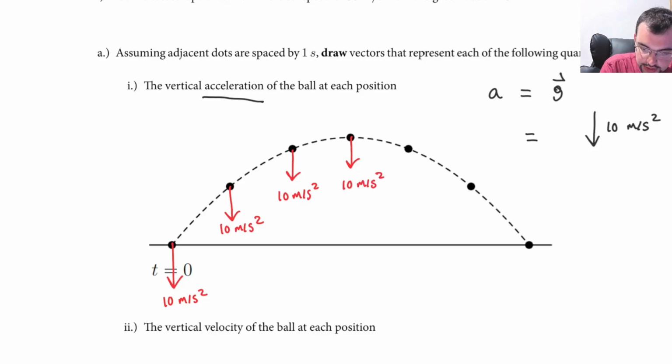Why? Well, g is caused by Earth's gravity. Does Earth's gravity just shut off because you're at the top of your trajectory? No, I didn't think so.